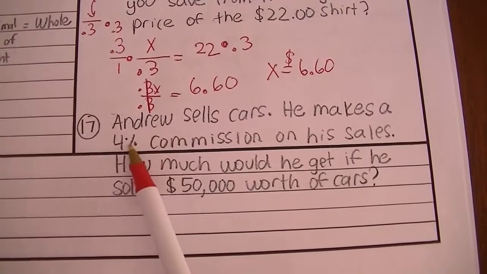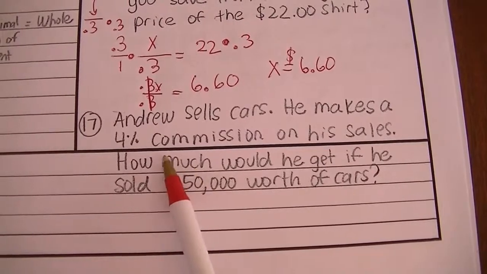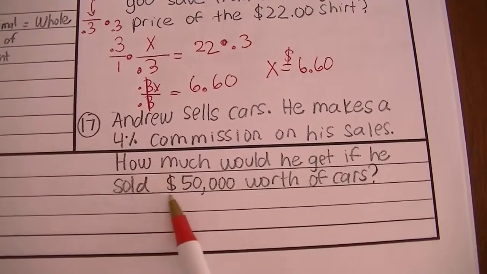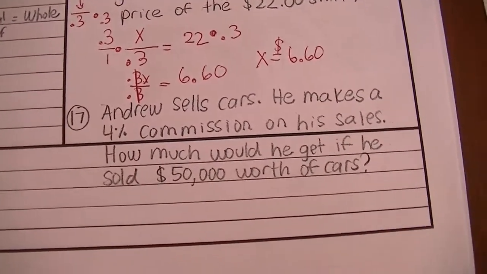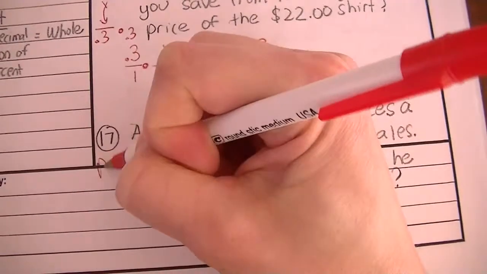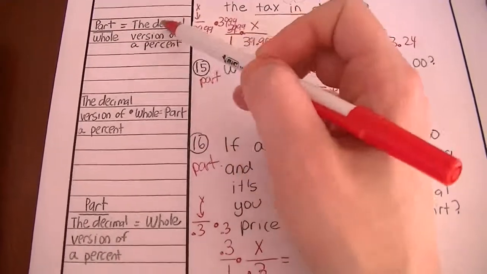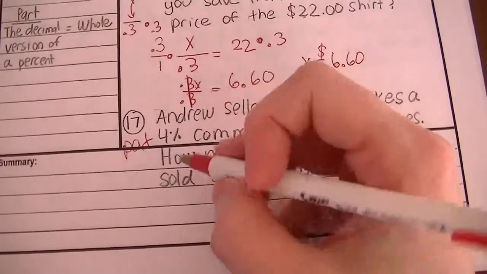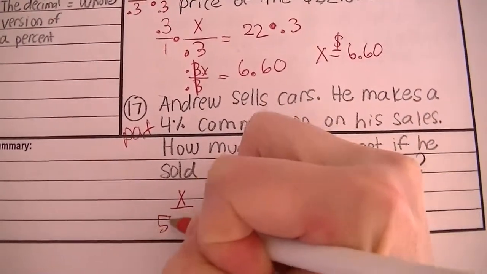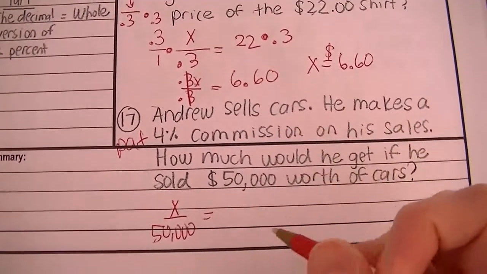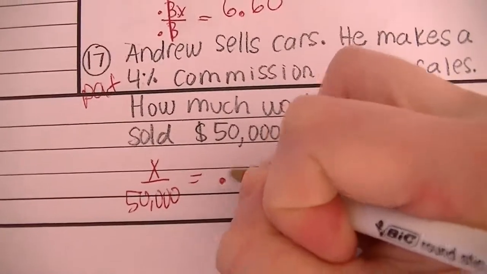So Andrew makes 4% commission on his sales. Well, he sold $50,000 worth of cars, so what's the monetary amount that he's getting out of this $50,000? Well, he's getting 4% of it. How much is 4% of that? Okay, we're solving for a part. Let's go ahead and use this one. Part divided by whole equals a decimal version of the percent. Do I know the part? Nope. Divided by the whole, and it's going to give me the decimal version of the percent. Well, make 4% as a decimal, 0.04, 4/100.